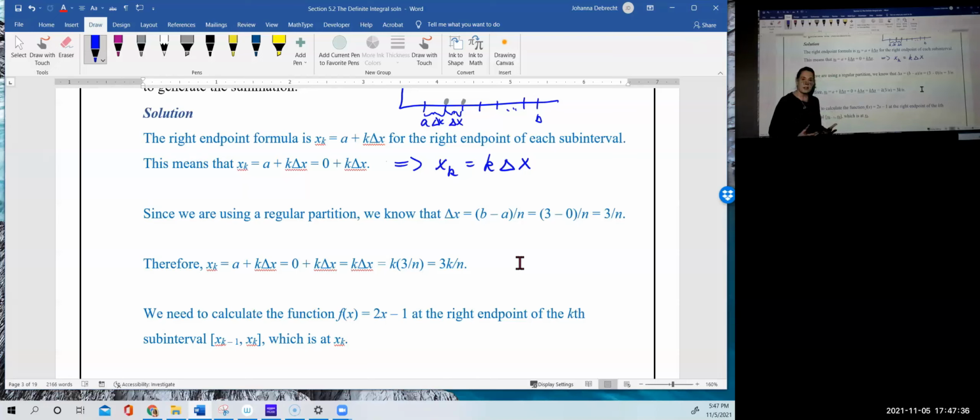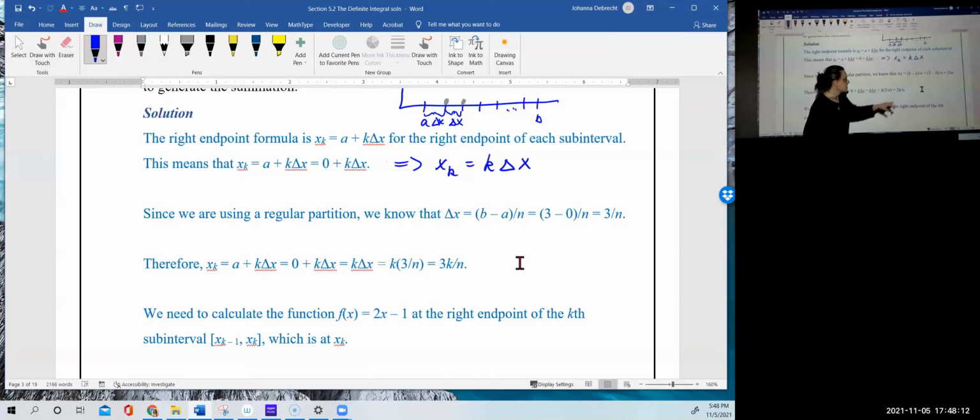So we're going to take a regular partition, and the way we do that is we take the difference between the right endpoint and the left endpoint, b minus a, and we divide it into n subintervals. n is an arbitrary representation. It just represents the number of partitions you want to make. Maybe you make 4, maybe you make 5, maybe you make 4 million. You're partitioning that region from 0 to 3 into n size partitions, n little widths.